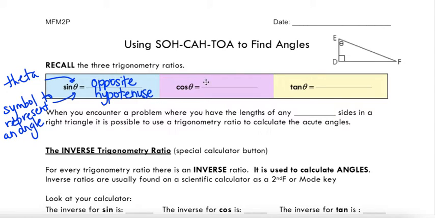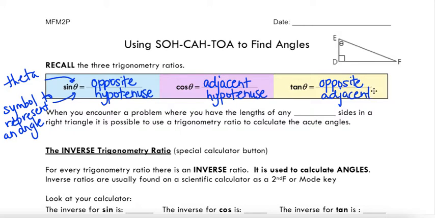The cosine of an angle is the adjacent side over the hypotenuse. And the tangent of an angle is the opposite side over the adjacent side.